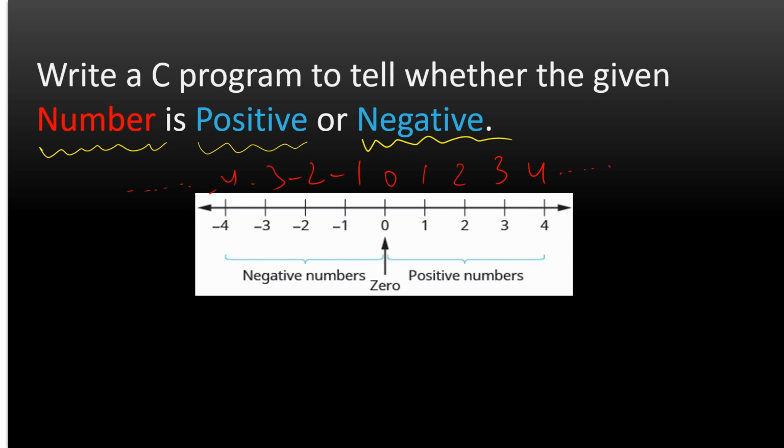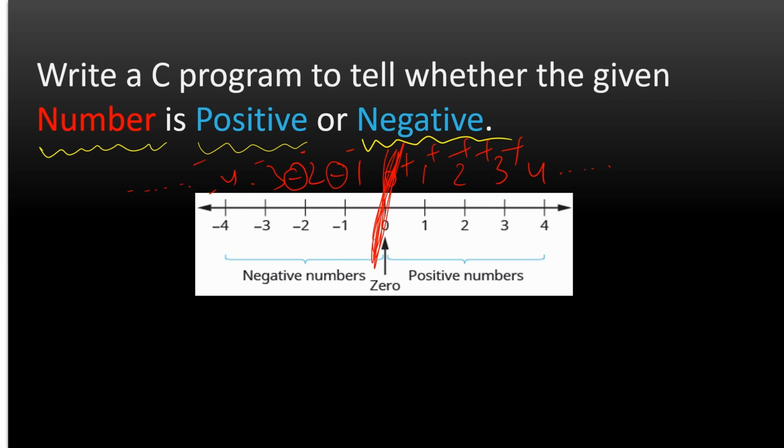How can you tell a number is positive or negative based on this 0? 0 is a positive number. All these are positive numbers, and all these are negative. A human being says whether a given number is positive or negative based on the sign. But a computer doesn't have eyes, right? How will it tell? We need to give some logical expression or logic.